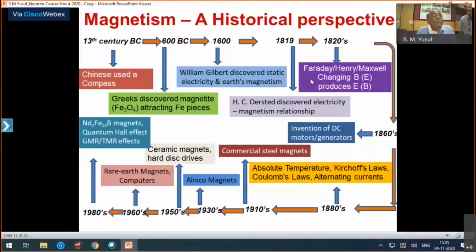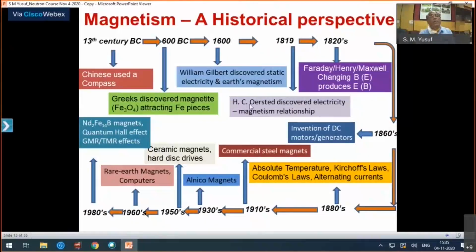Okay. So magnetism: I want to give you a historical perspective. In the 13th century BC, the Chinese used the compass, which was the starting point, some kind of discovery of a magnetic material in practical applications. In 600 BC, the Greeks discovered Fe3O4, known as magnetite, which attracts iron pieces, so the action of magnetic force. Then around 1600, you see the discovery of static electricity and Earth's magnetism.